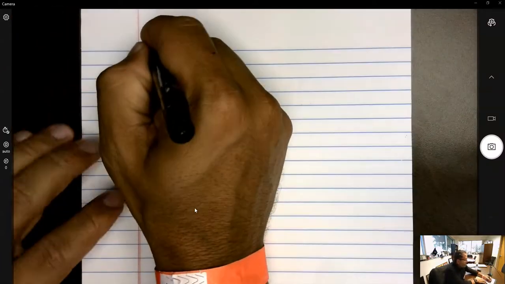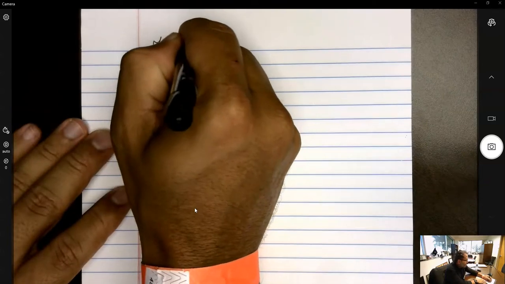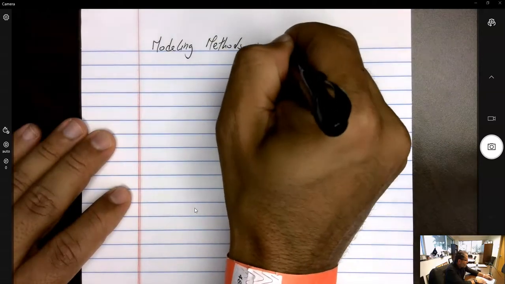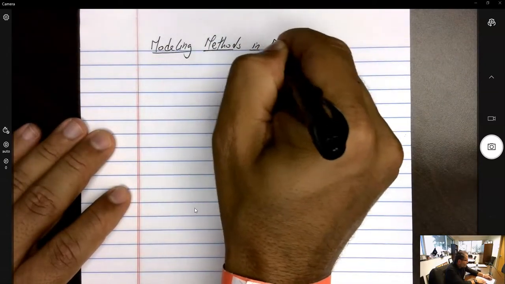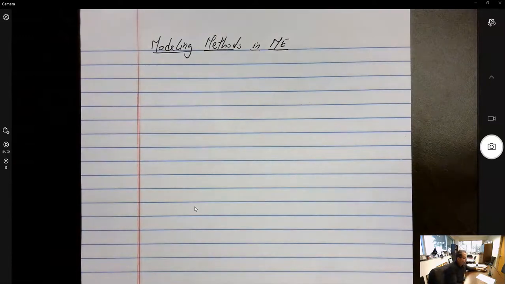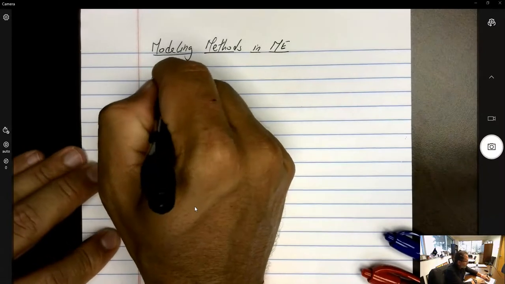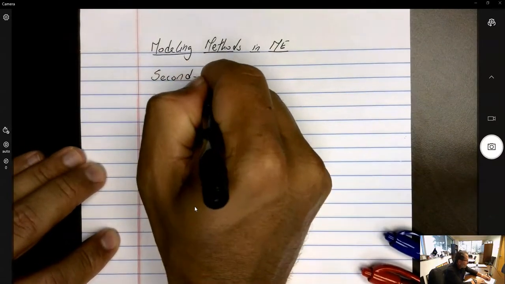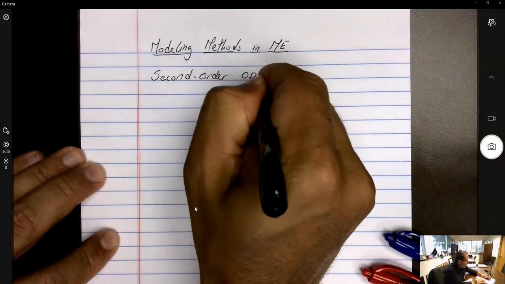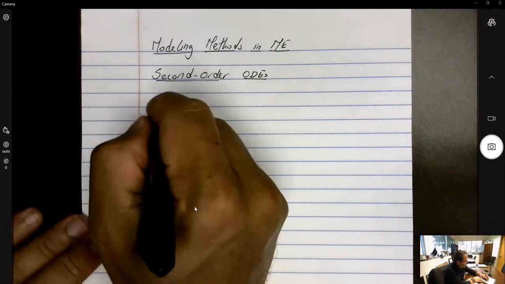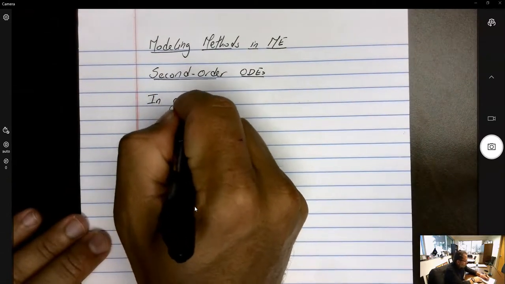So these are a little bit modeling methods in ME. And we're going to talk about second order ODEs. So let's start with a general expression for these equations.